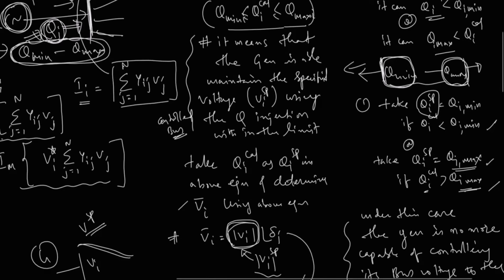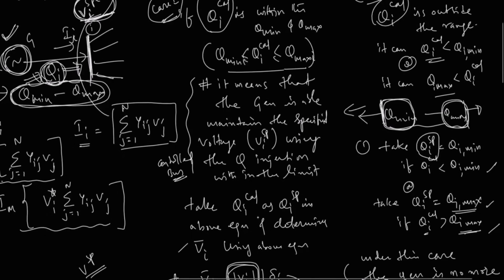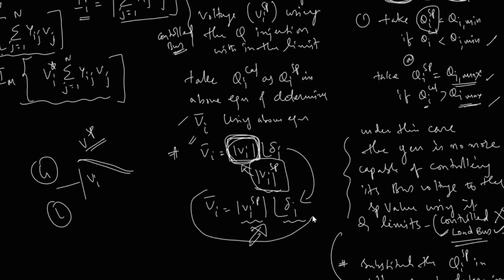Then we take Q specified as the Q calculated in this equation, Q specified equals the Q calculated, and then calculate the voltage at that bus. But a small adjustment is, we have to replace the magnitude obtained in the calculated voltage with the specified voltage of that bus, the generator bus, because it is still a generator bus, right? So I now write down that the particular generator bus voltage is equal to Vi specified at an angle delta i. Delta i is the obtained angle.